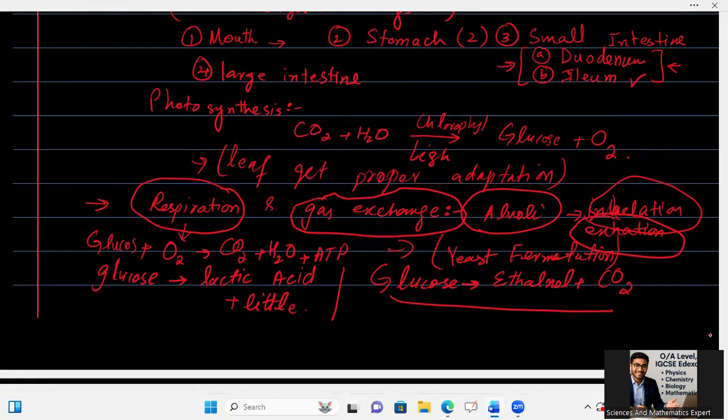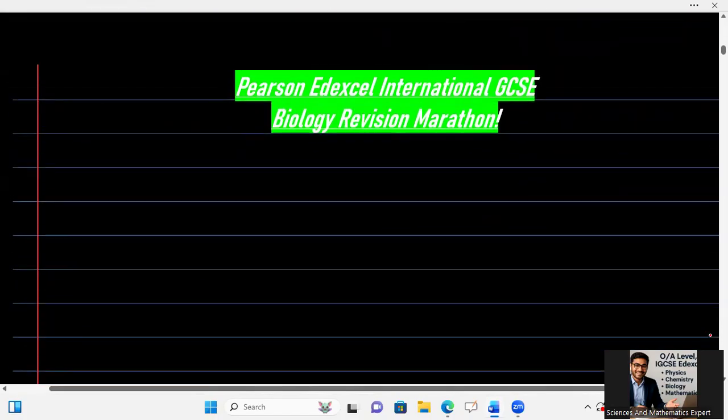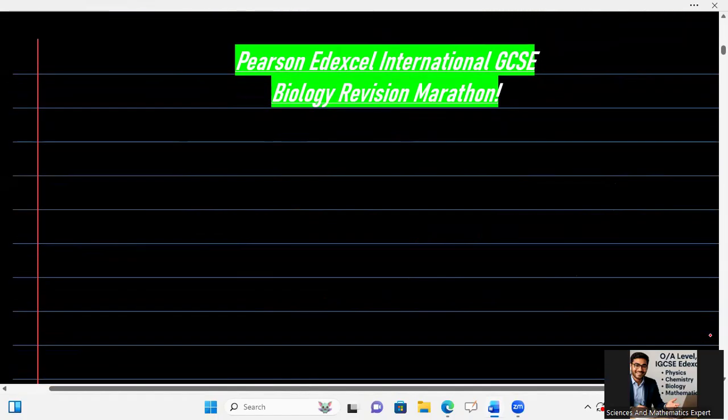In case of exhalation, intercostal muscles relax and ribs move down, and the diaphragm domes up, so the volume in the thorax decreases and pressure increases. So air is forced out. This was your gaseous exchange and respiration topic from an examination point of view. After that, I will go for transport of materials inside plants and animals.